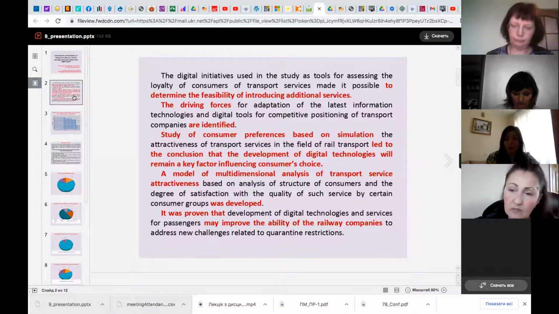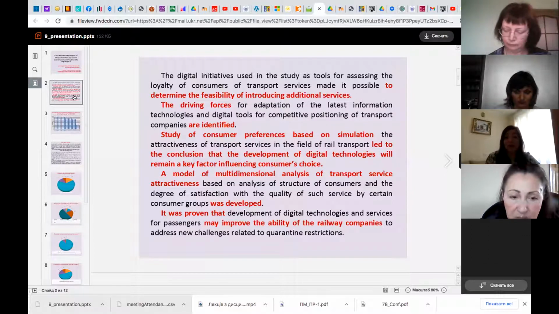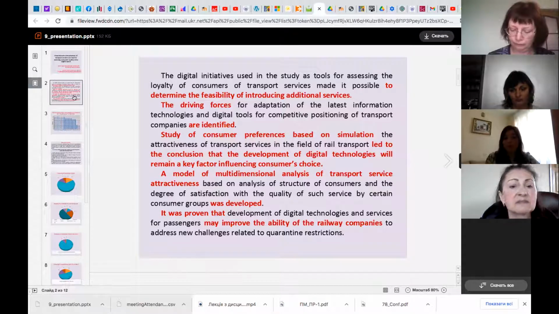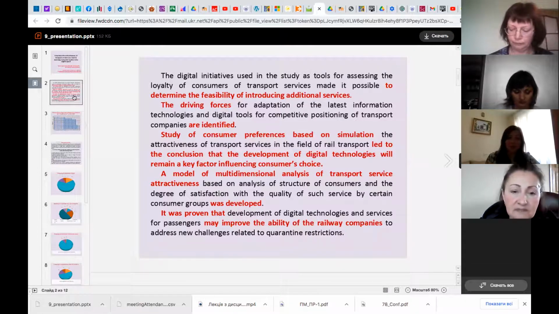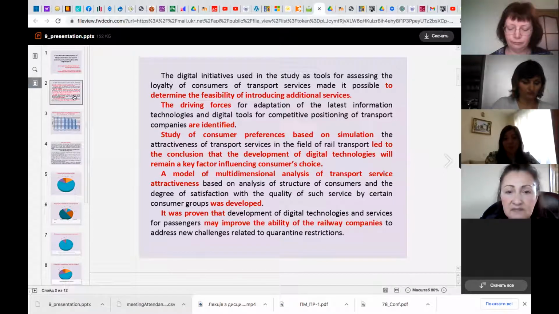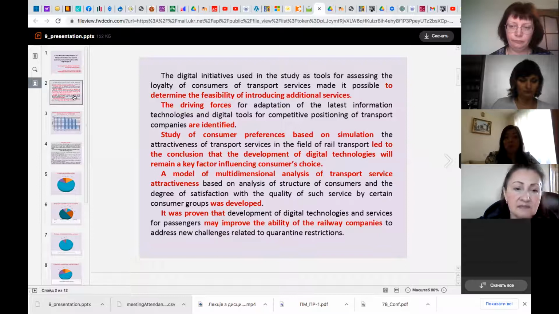A study of consumer preferences based on simulation of the attractiveness of transport services in the field of rail transport at the joint stock company Ukrzaliznytsia, I think all of you know, led to the conclusion that the development of digital technologies will remain a key factor influencing consumer choice. A model of multidimensional analysis of transport services attractiveness, based on analysis of the structure of consumers and the degree of satisfaction with the quality of such service by certain consumer groups, was developed.